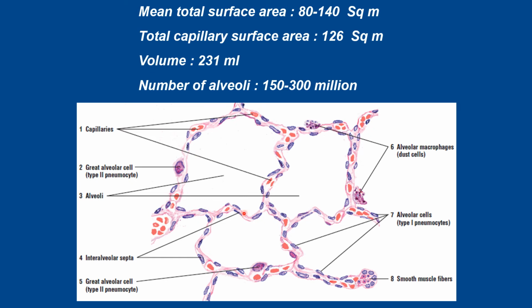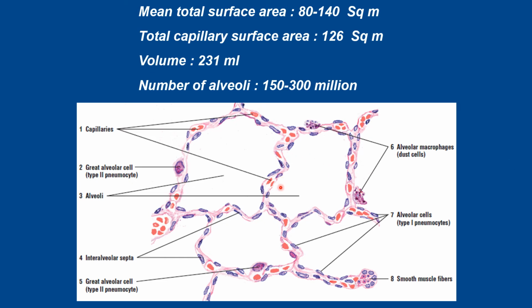These are the pictures of the alveoli. The mean total area of the alveoli is 80 to 140 square meters, the size of one tennis court. The total capillary surface area is 126 square meters. The total volume of the alveoli is 231 milliliters. There may be up to 150 to 300 million alveoli in both the lungs.